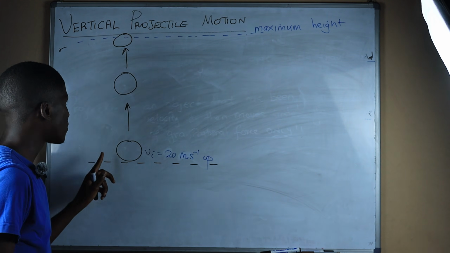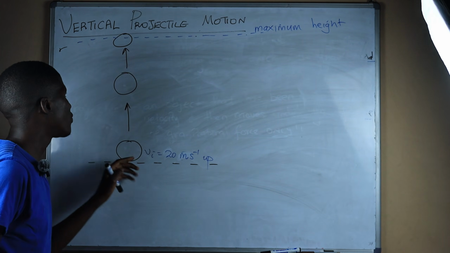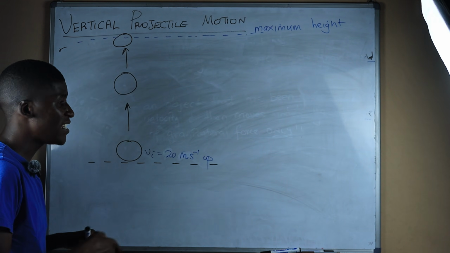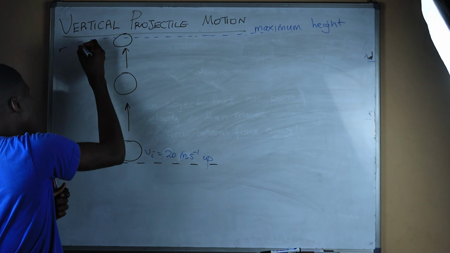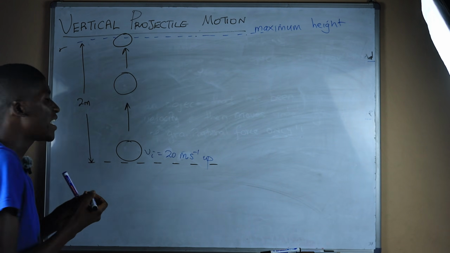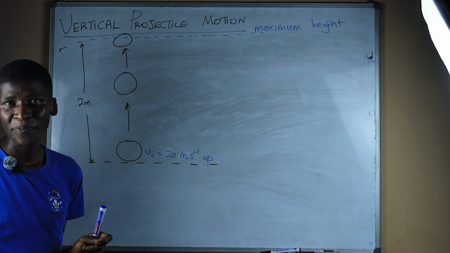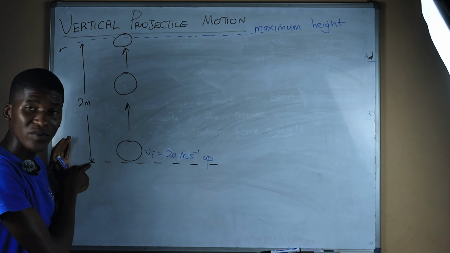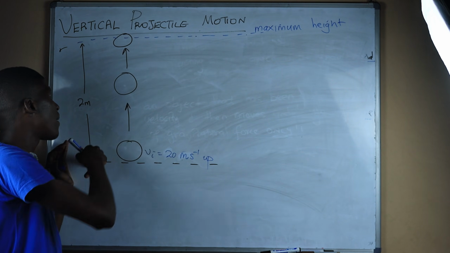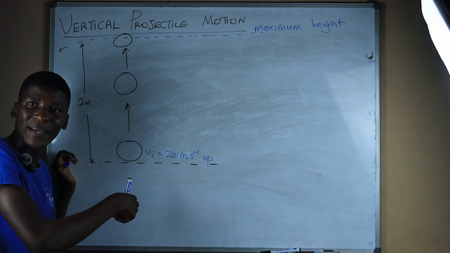Okay, let's just say this ball, when I threw it up with 20 meters per second, it went up and up and up again until it reached maybe a height of 2 meters. So we'll say that here, the maximum height from the ground is 2 meters. Because I throw my object from here, which is the ground, and it went up and ended here at 2 meters and it came back to my hand again.